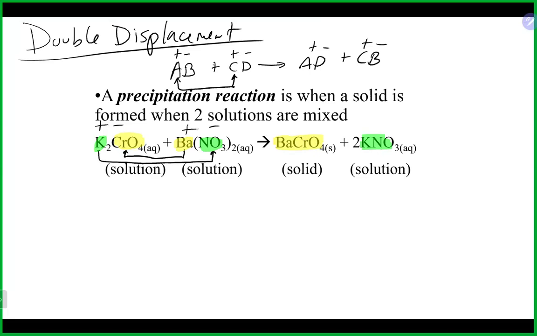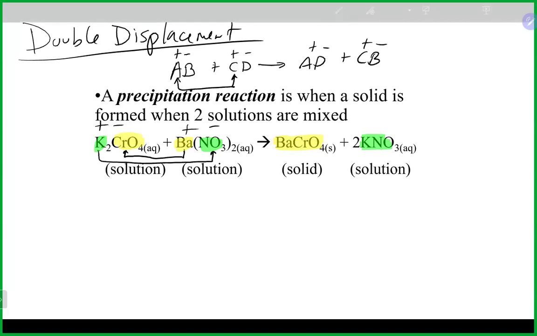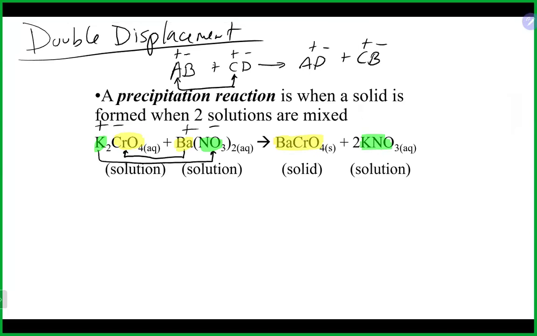And one thing that you should understand for a double displacement reaction is this. There is absolutely no transfer of electrons happening here. So this is not a redox reaction. Nobody's losing electrons. Nobody's gaining electrons. We're simply just switching ions, basically.